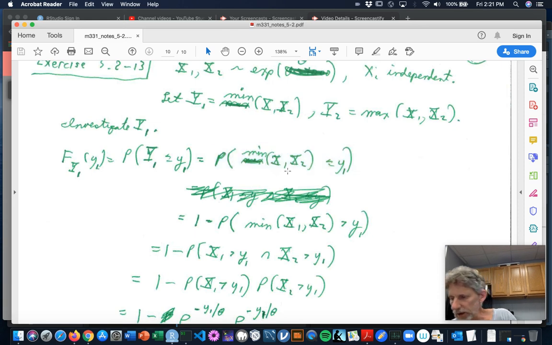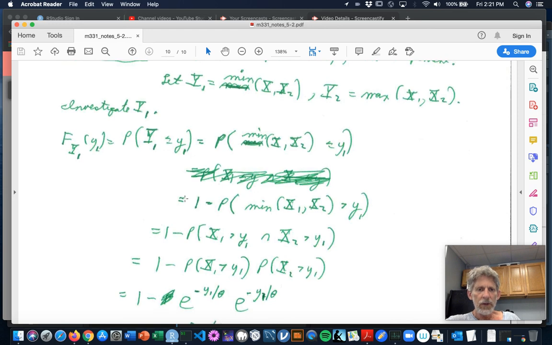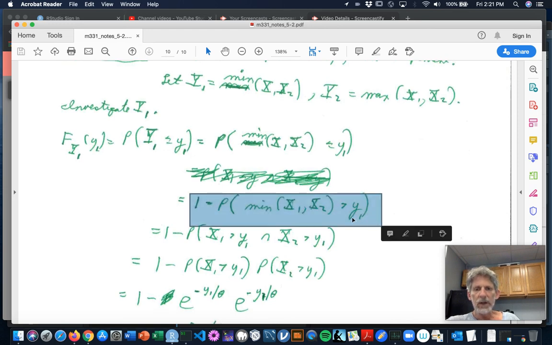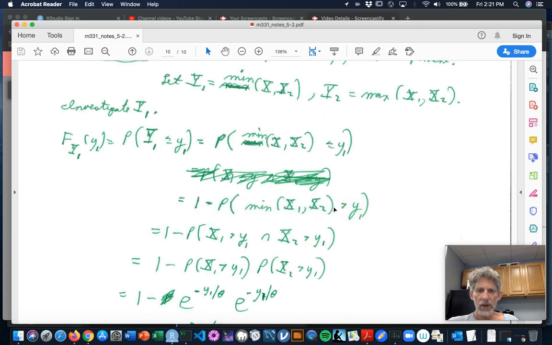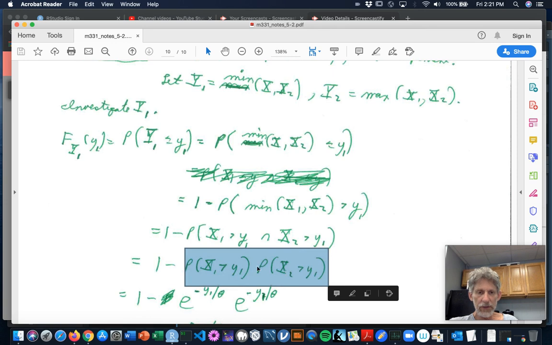And it looks like I might have left out an x1. It's got the comma there, but not the x1, so let me add that in. Well, I'm going to write that as 1 minus the probability that the minimum is bigger than y1. Because for the minimum to be bigger than y1, that's easily expressible as saying that x1 has to be bigger than y1 and x2 has to be bigger than y1. And remember, x1 and x2 are independent, so for this probability of an and, I can just multiply the probabilities together.